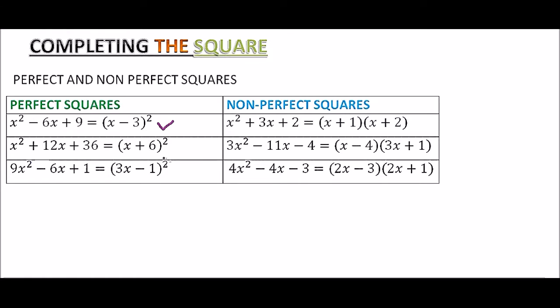This is also another quadratic expression which has perfect squares. X squared plus 12x plus 36 is equals to x plus 6 into bracket squared, and the same case applies to this one. The other set are non-perfect squares. You can see their factors are not repeated, so these are non-perfect squares. So completing the square will enable us to make each and every quadratic expression a perfect square. So let's see how we go about it.